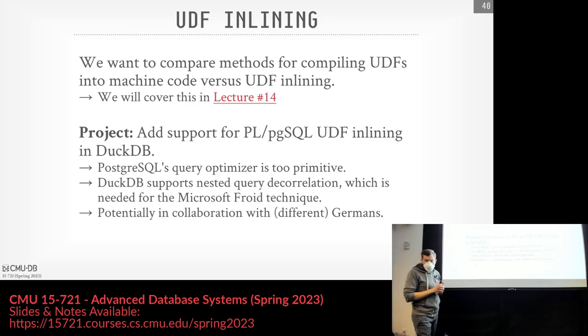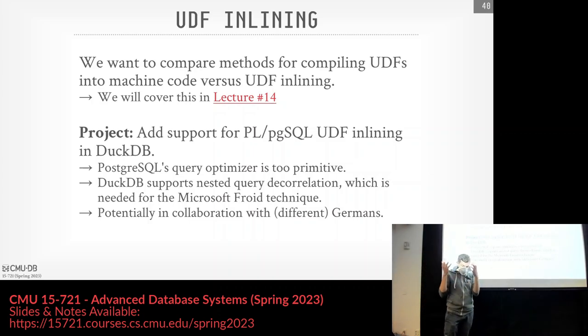All right, the last project would be doing UDF inlining. We'll cover this in lecture 14, but the basic idea is you have a UDF written in a procedural language like PL/pgSQL, and the Microsoft technique can convert the UDF code into basically relational algebra and inject it into the query plan of the query itself, so that now when it does query optimization, it doesn't know, doesn't care that it used to be a function, but now it's inline as query plan nodes or relational algebra, and it can do a bunch of optimizations like dead code elimination and other things to speed things up.